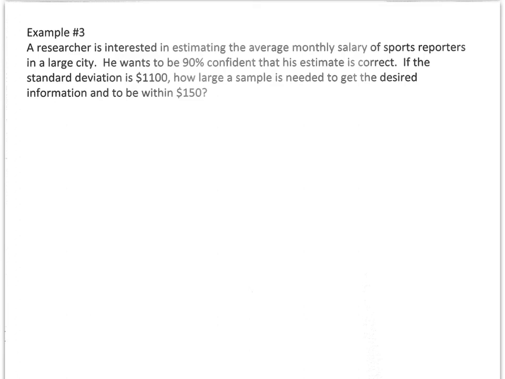And our last question says, how are we going to look at sample size? What if I know the margin of error I want? In this particular case, he's estimating the monthly salary of sports reporters, and he finds a standard deviation of $1,100. We want to be within $150. So we want to figure out what the average monthly salary for a sports reporter is. Well, we want to be within $150. So this is our margin of error.